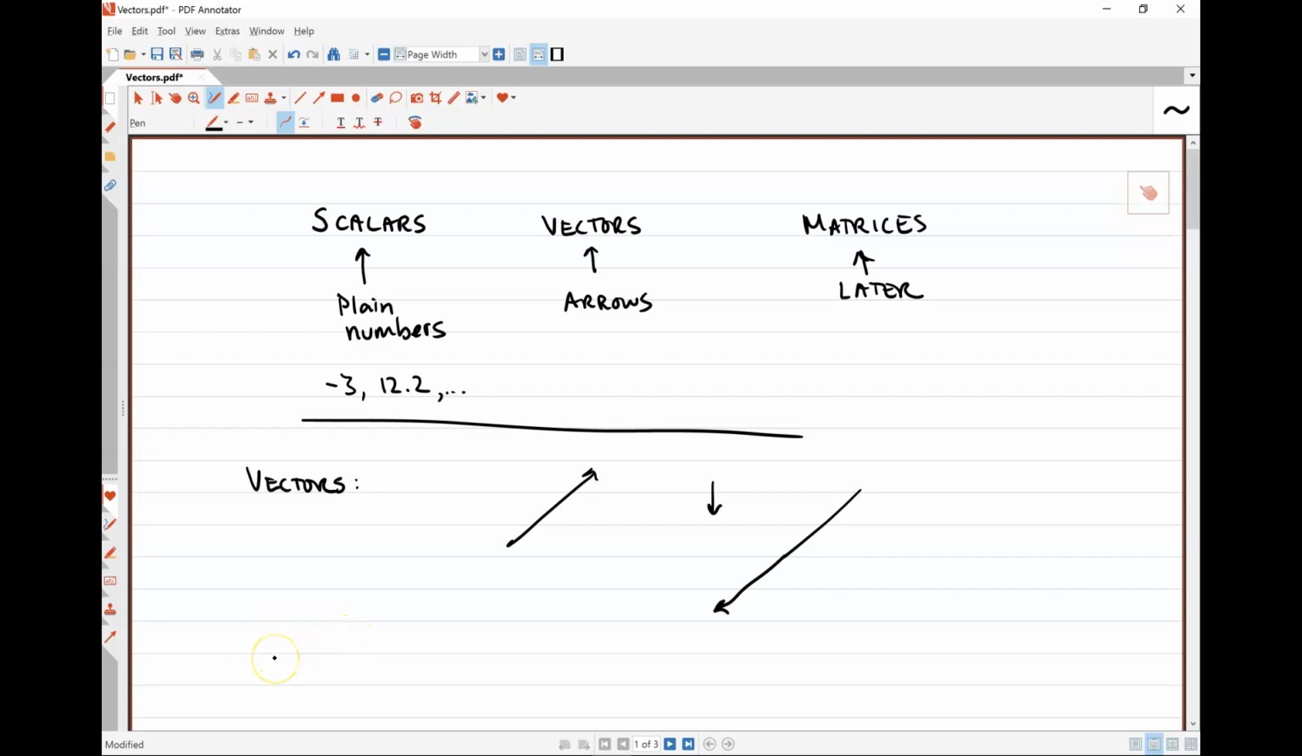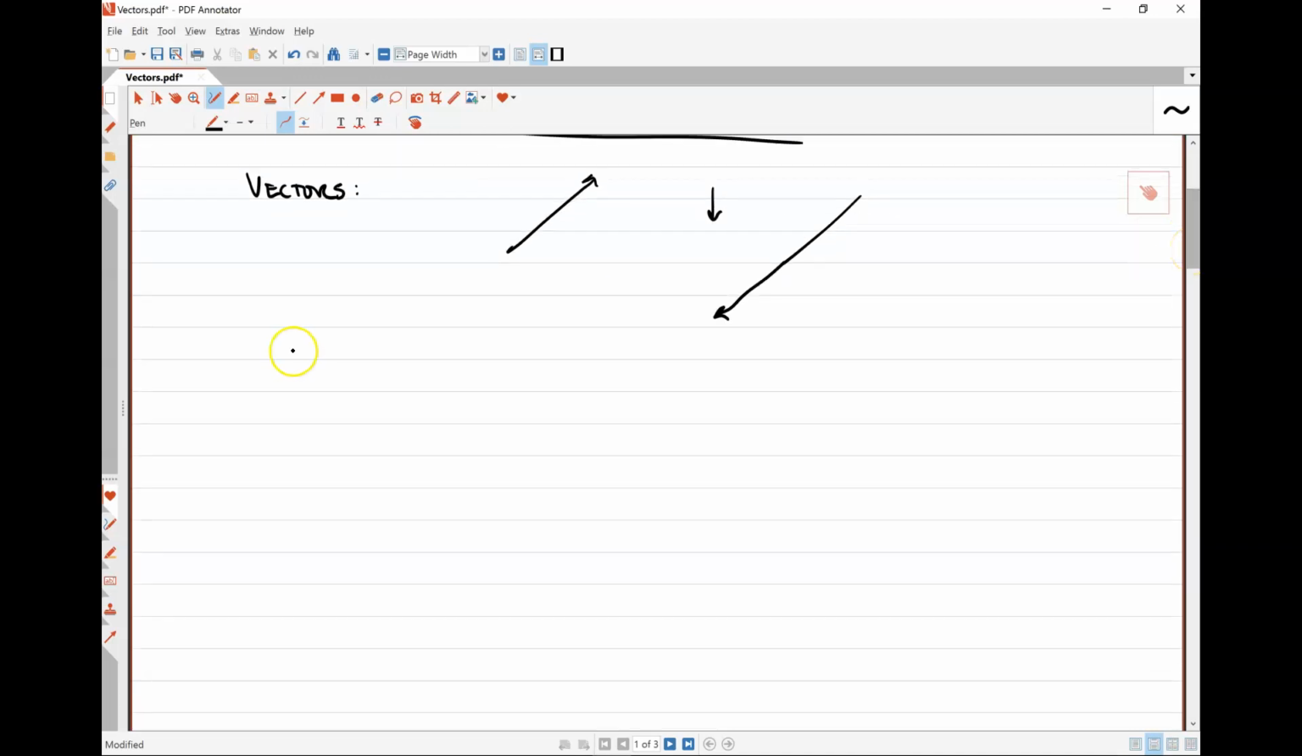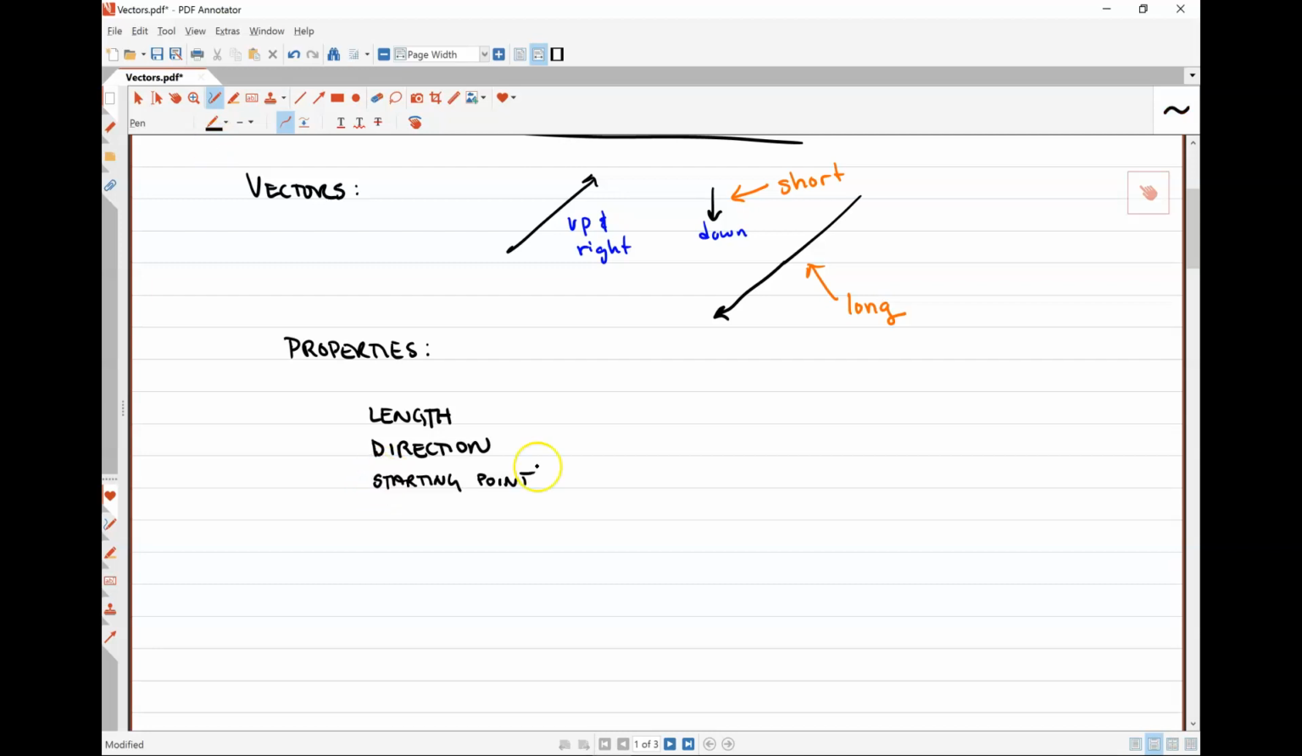And there are a few properties of arrows that can serve to completely describe a vector. So here are some of them. One is the length of the arrow, right? Like this one is short and this one is long. Another property is the direction. So like this one is pointed up and to the right. This one is pointed straight down. And then when we're living in the mathematical landscape of the Cartesian plane, we can talk about where the arrow starts and give that with coordinates and where the arrow ends.